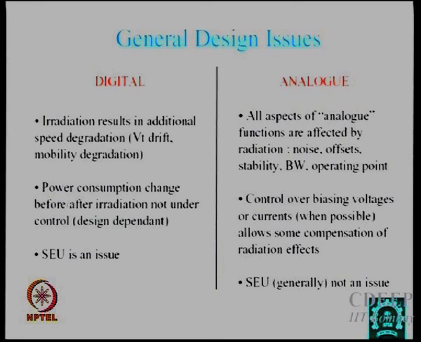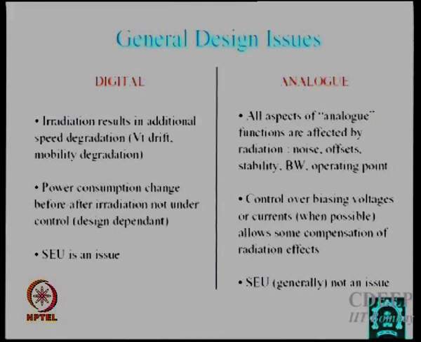If you look at analog, now this spelling, analogue, is British. So analog functions are affected by radiation: here only a small amount, there everything is affected. If you have an analog block, any op amp circuit sitting in your satellite, it will fail faster, that is our worry. It changes operating point, bandwidth, gain, offsets, stability, whatnot. But it also gives control over biasing voltages or currents when possible, which allows some compensation of radiation effects. You can actually play with bandgap references and feedback paths to compensate some, which is not possible in digital. So some advantage, some disadvantage. SEU is certainly not an important issue. This figure is not clear, we will come back to it later.